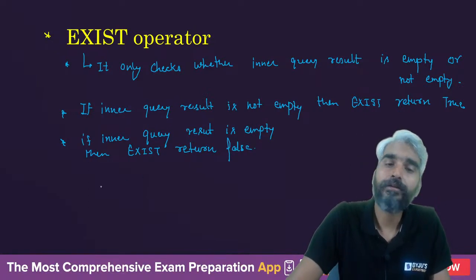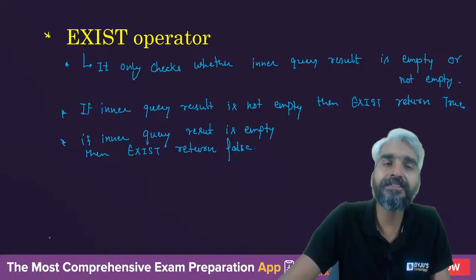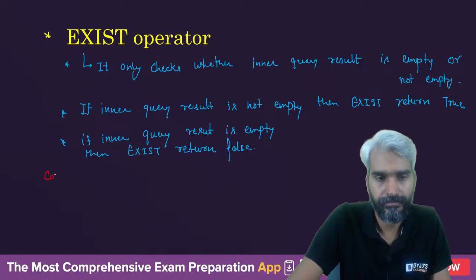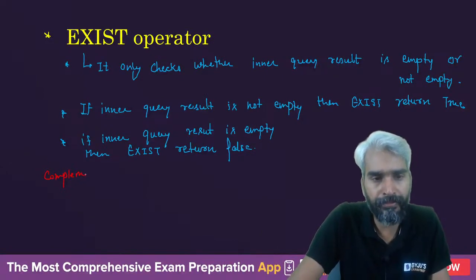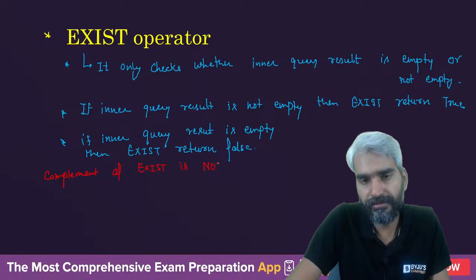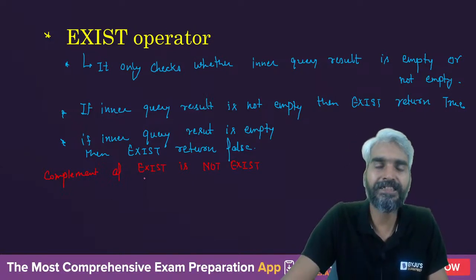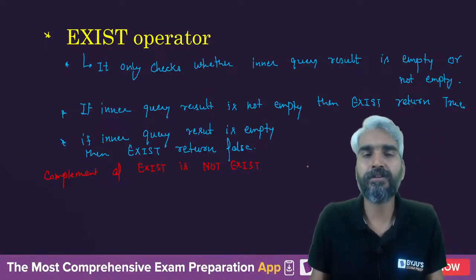Okay, so this is simple. Now, what will be the complement of EXISTS? The complement of EXISTS is NOT EXISTS. There are complements as well. So if NOT EXISTS is written, you may say, sir, it is not an operator. Yes, it is also an operator. So when EXISTS returns true, NOT EXISTS returns false. When EXISTS returns false, NOT EXISTS returns true.